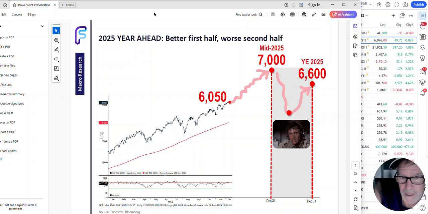And at that point, then things get a little squirrely, right? He sees a dip down for about a quarter and then a rally back up toward the end of the year to about 6,600.